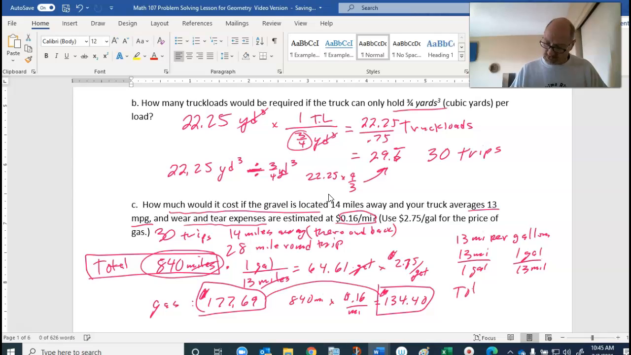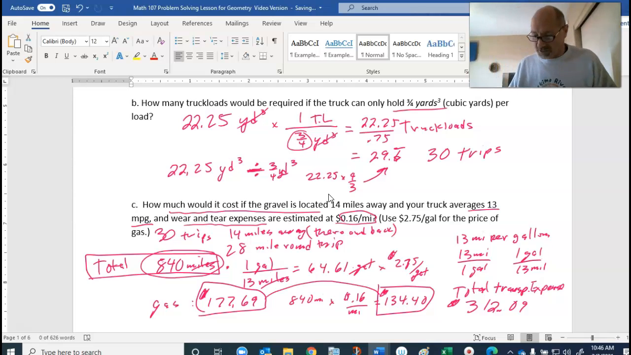So the total, we'll say transportation expense is going to be $134.40 plus the $177.69. That's $312.09. And of course, I said 12 and I wrote 19, but that's $312.09. So a little over $300.